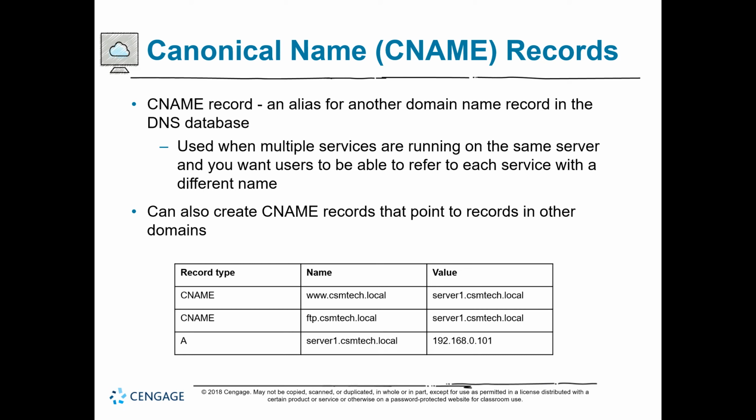So you can see down here, you have your record name and the types of record names. So you have your CNAMEs, www.csmtech.local, and it says server one, csmtech.local. And then there's another CNAME for FTP, csmtech.local, and that one's also on server one, csmtech.local. And then the A record points that server one over to the IP address. Does that make sense on those CNAMEs and A records?